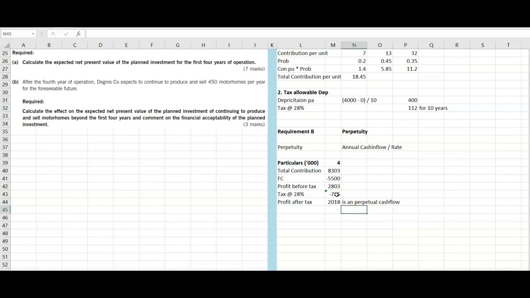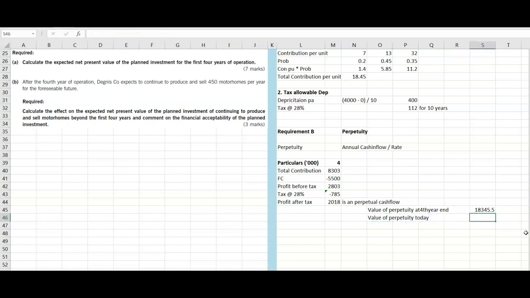So we'll put it here. Value of perpetuity at fourth year end. So what happens is this value 2018 divided by 0.11 is for the fourth year end. We are not concerned about what's the value at the fourth year end, but what is the value of the perpetuity today. Okay, so we don't need the other numbers.